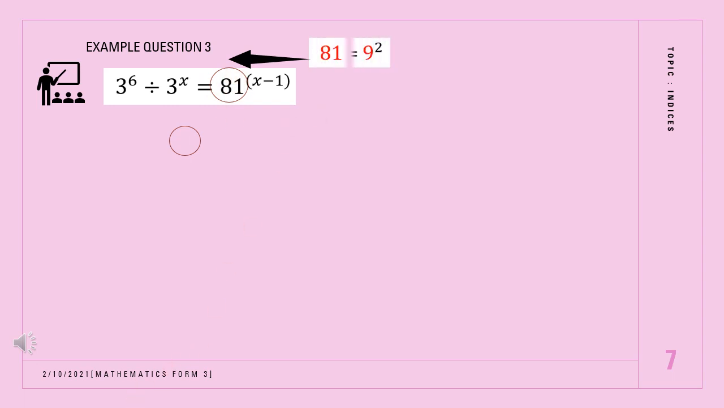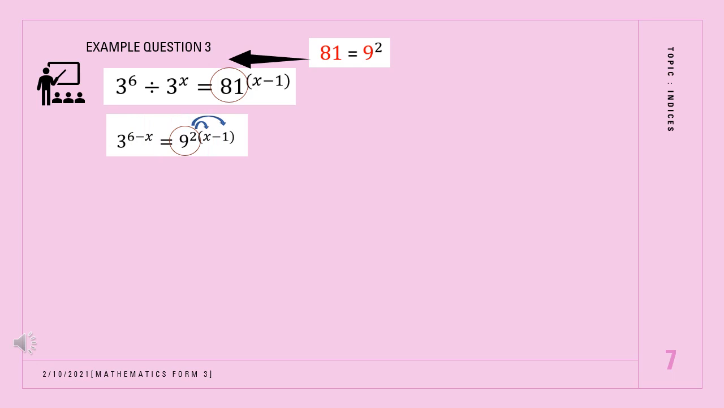Okay, next we do the example question. The question is 3 power of 6 divided by 3 power of x equal to 81 power of x minus 1. As usual, 81 you need to change to 9 power of 2, and 9 power of 2 to become 3 power of 2. Then you need to write like solution 3.